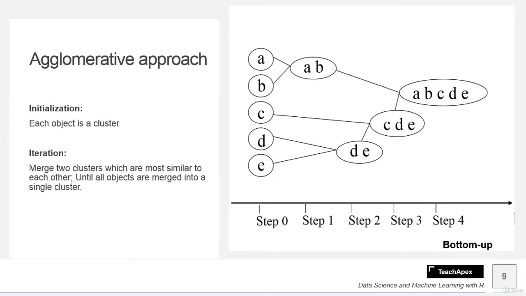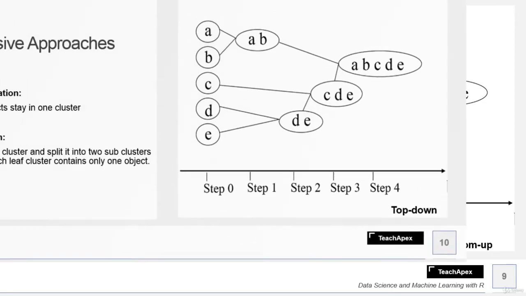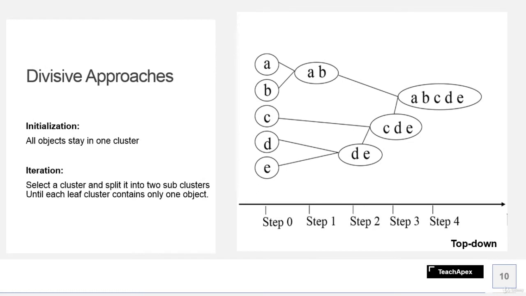That was the agglomerative approach. Now let's talk about the other, the divisive approach. Initialization: all objects stay in one cluster, and we select a cluster and split it into two subclusters until each leaf cluster contains only one object. As we know, they are not similar and get separated, so it is split here into two subclusters, each containing only one object, with the top-down approach here.